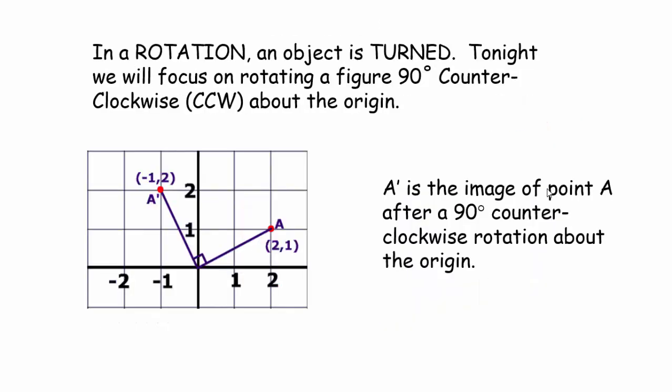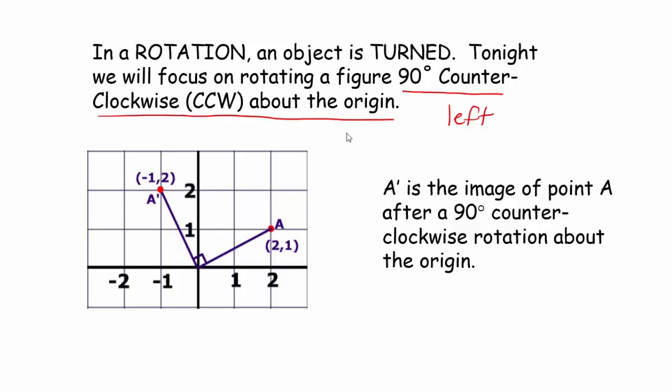In a rotation, an object is turned. We learned that when we did clockwise rotations. Tonight, though, we're going to focus on rotating a figure 90 degrees counterclockwise about the origin. Let's go ahead and annotate that text. What does 90 degrees counterclockwise mean? Well, it means the opposite direction of a clock, or to the left. So we will be now moving figures to the left in a counterclockwise rotation. It's still going to be about the origin.